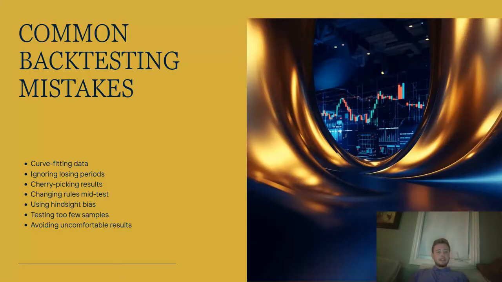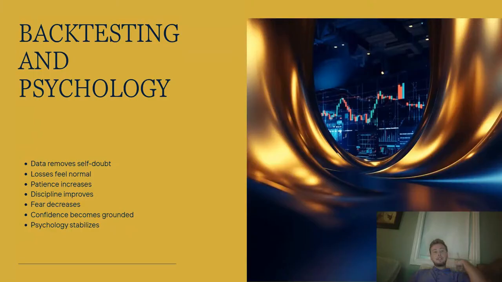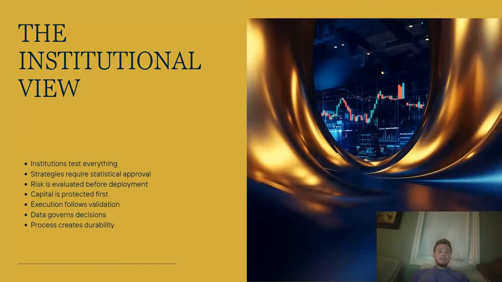Changing rules mid test, using hindsight bias, testing too few samples, and avoiding uncomfortable results. So those results can be skewed here and there. Backtesting and psychology. Data removes self-doubt. Losses feel normal. Patience increases. Discipline improves. Fear decreases. Confidence becomes grounded. And psychology stabilizes.